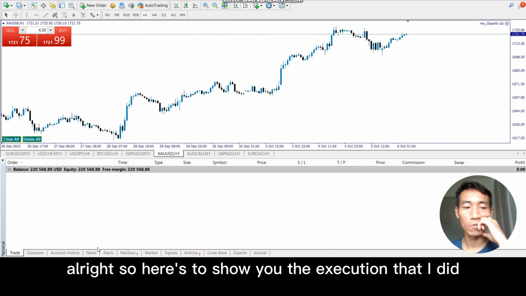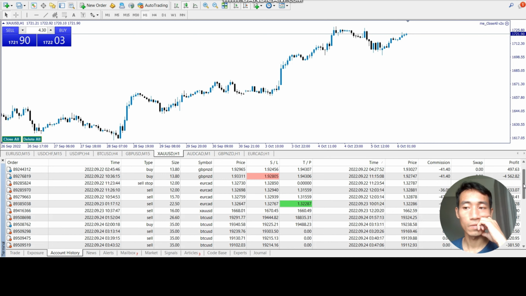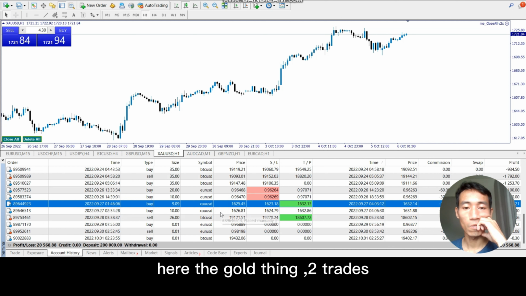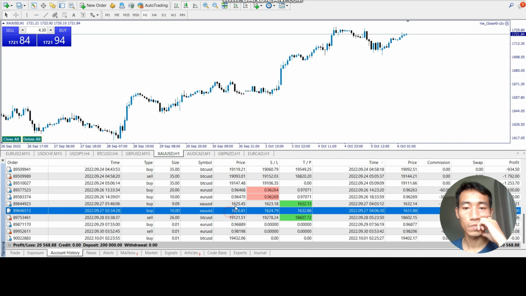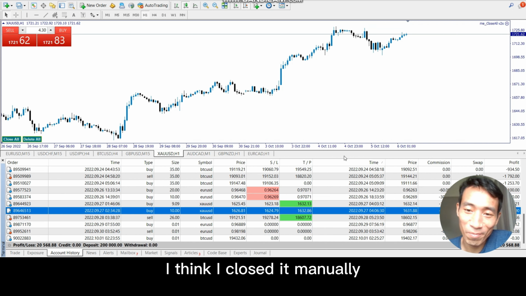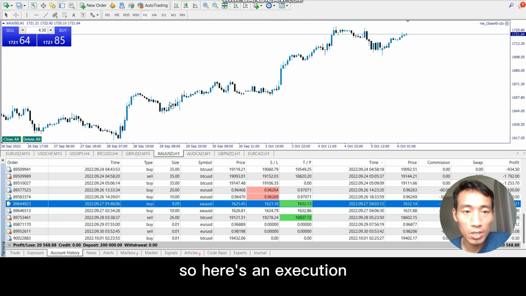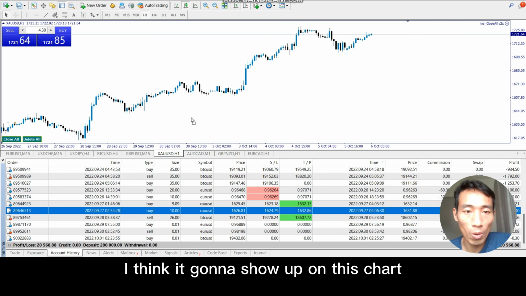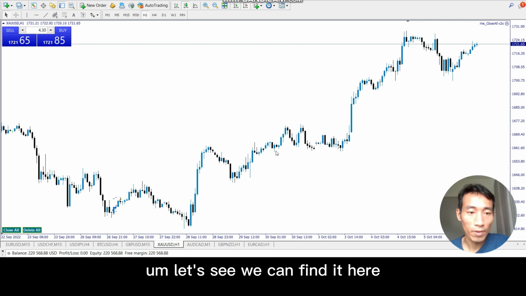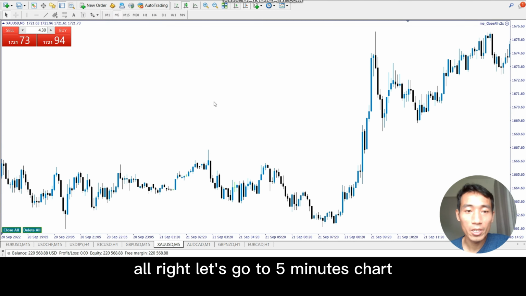Alright, so here's to show you the execution that I did. Here's the gold trade. 2, 3. One got into profit. One, I think I closed manually because somehow, I don't know. Okay, so here's this execution. I'm gonna go here. I think it's gonna show up on this chart. Let's see if we can find it. Here, you can see it. It's quite small. Alright, let's go to the 5-minute chart.